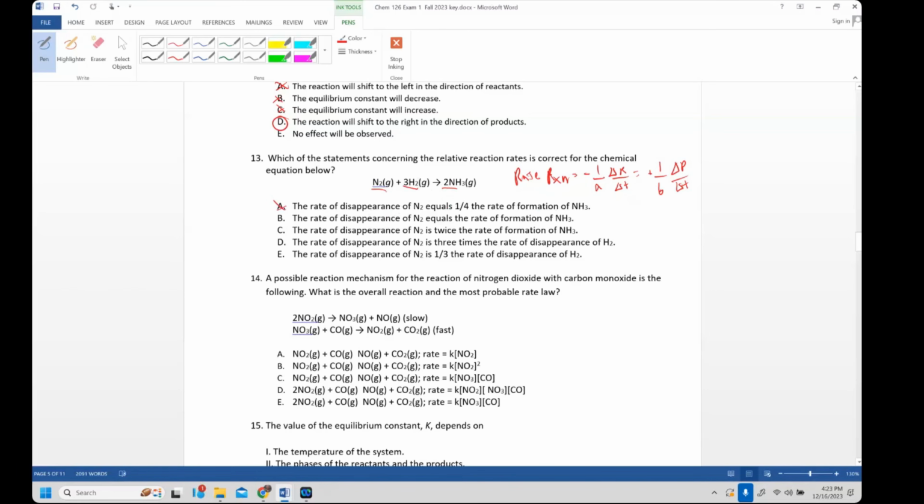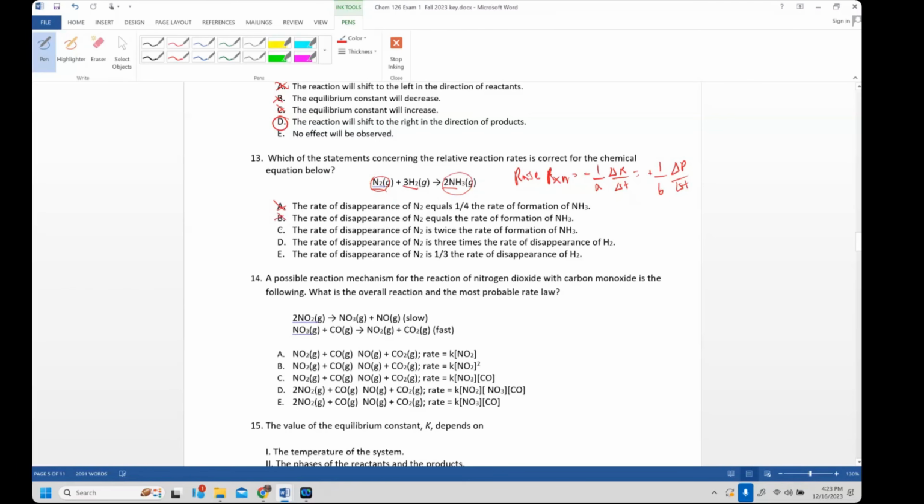The rate of disappearance of N2 equals the rate of formation of NH3. Well, we know they're not equal because for every 1 mole of N2 that disappears, 2 moles of NH3 are formed. And even just saying that sentence and going through the logic in your head, it should bring you right to the answer because I just said the association right there, which is for every 1 mole of N2 that disappears, 2 moles of NH3 are formed, meaning the rate of formation of NH3 is double that of N2.